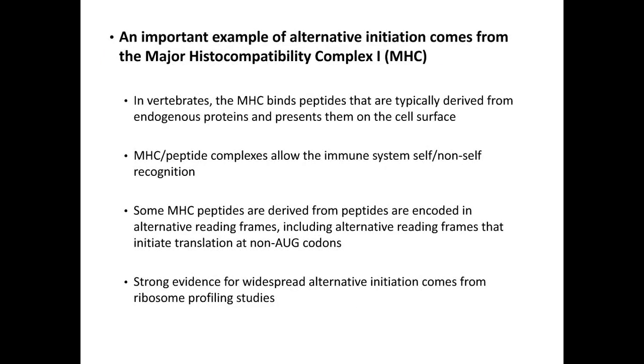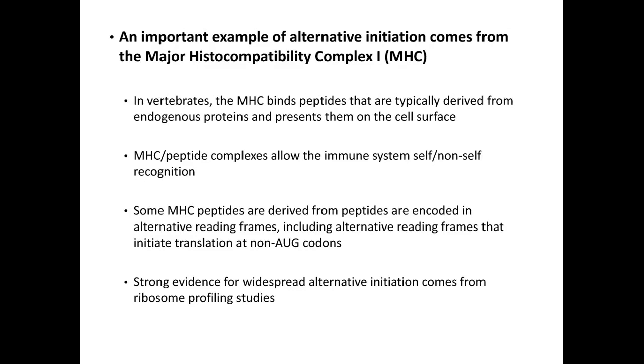So an important example of this comes from the major histocompatibility complex. In vertebrates, the major histocompatibility complex binds to peptides, and these come from endogenous proteins presented on the cell surface. It allows the immune system to differentiate itself from foreign proteins. Now, when people have looked, what they find is that a lot of these major histocompatibility peptides are encoded in alternative reading frames. And some of these alternative reading frames initiate at non-AUG codons, suggesting that you are initiating not only at the authentic start site, but at other start sites, in other reading frames.